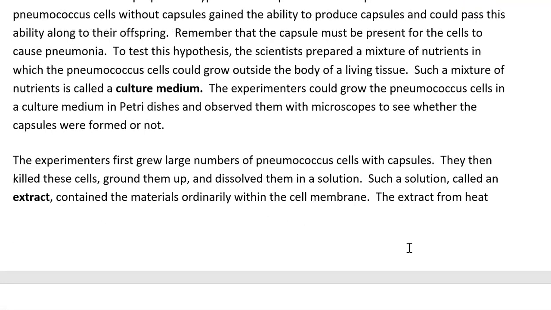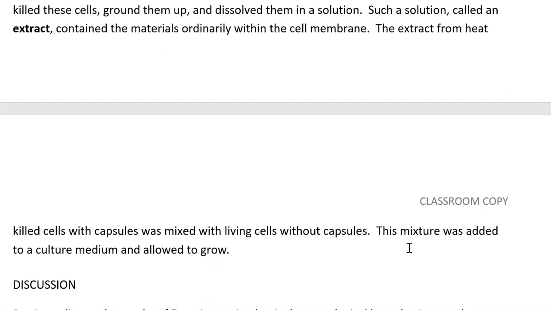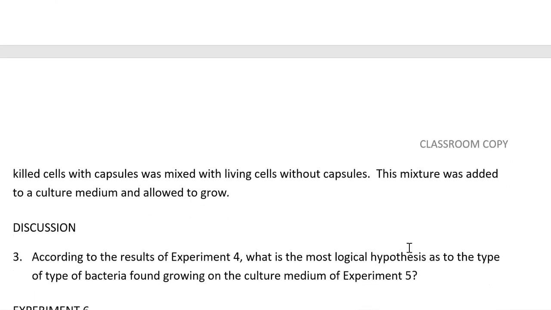The experimenters first grew large numbers of pneumococcus cells with capsules. They then killed these cells, ground them up, and dissolved them in a solution. Such a solution, called an extract, contained the materials ordinarily within the cell membrane. The extract from heat-killed cells with capsules was mixed with living cells without capsules. This mixture was added to a culture medium and allowed to grow.